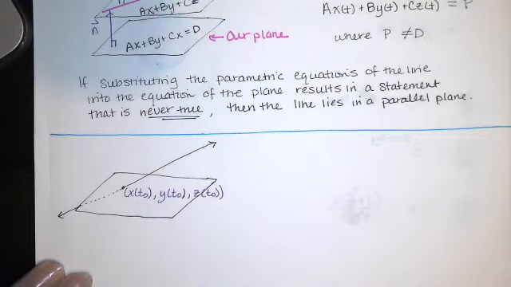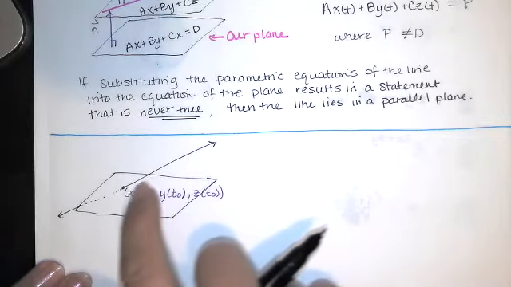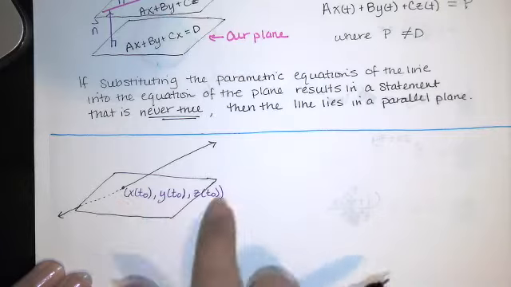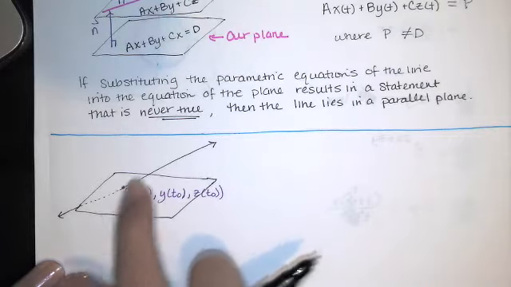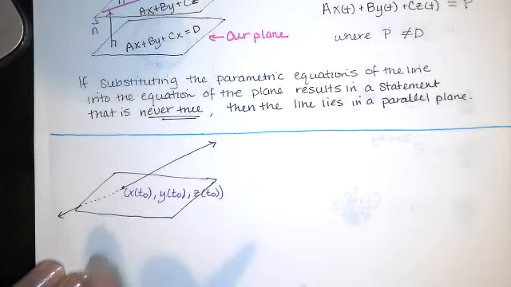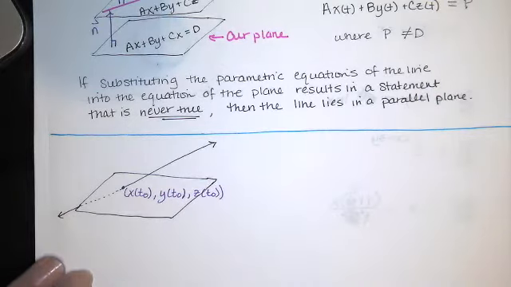Once we find that t value, we can think of that as a time. We can imagine a little particle traveling along our line at different times. It's at different locations. Once we solve that equation for t, that tells us what time that little particle would cross through this plane. But it doesn't tell us the location. To find the location, we've got to substitute that t value or that time into the parametric equations of the line.